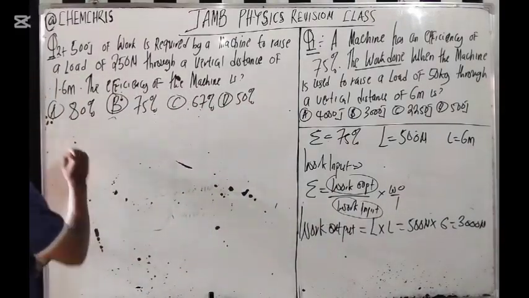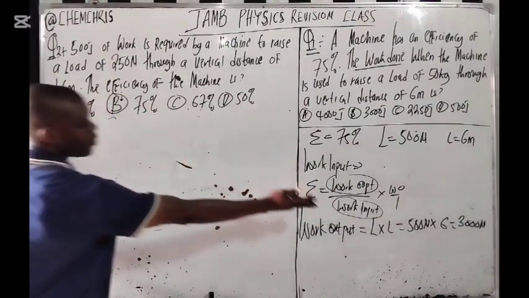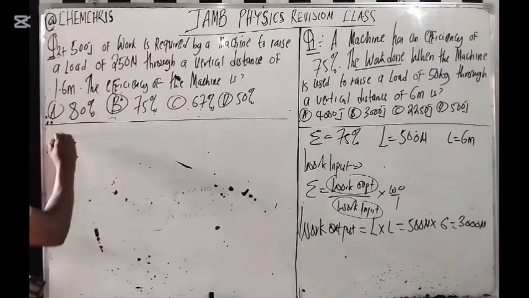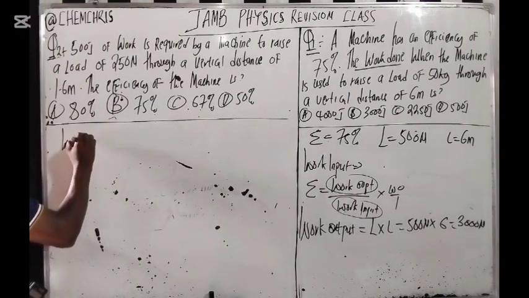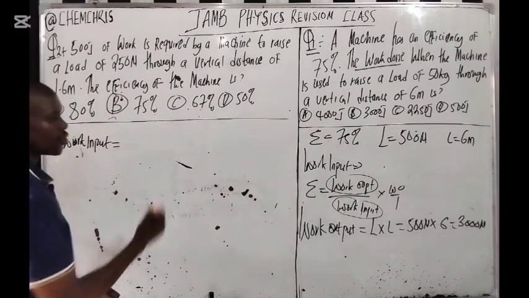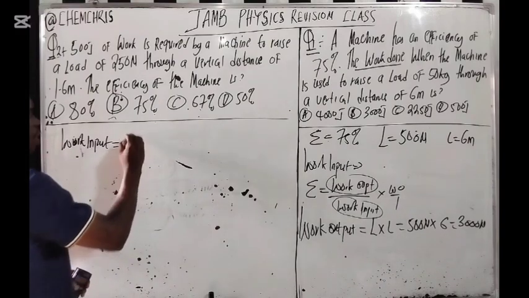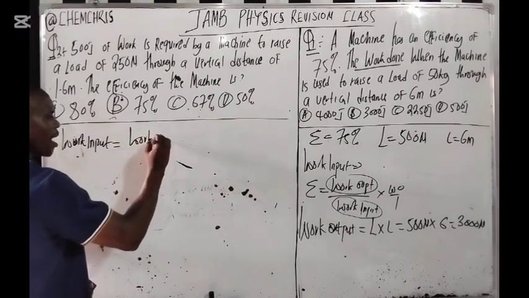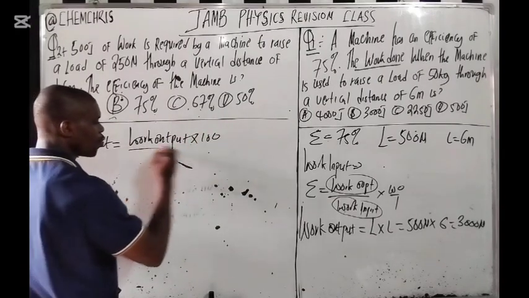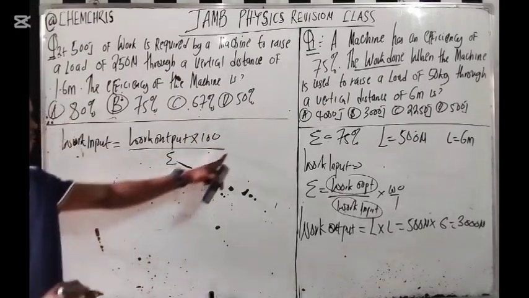It's going to be work. Remember, there's no space here again. So what will happen here? Work input, which is the work done, equals what? The work output times 100 over the efficiency.